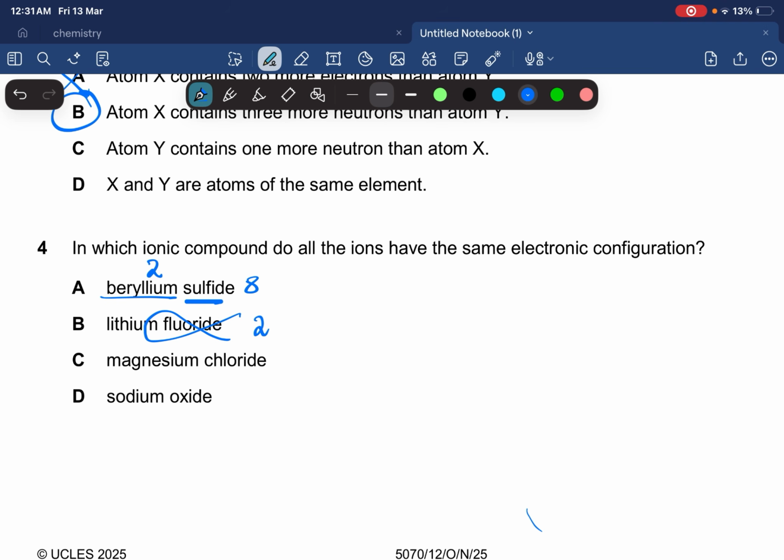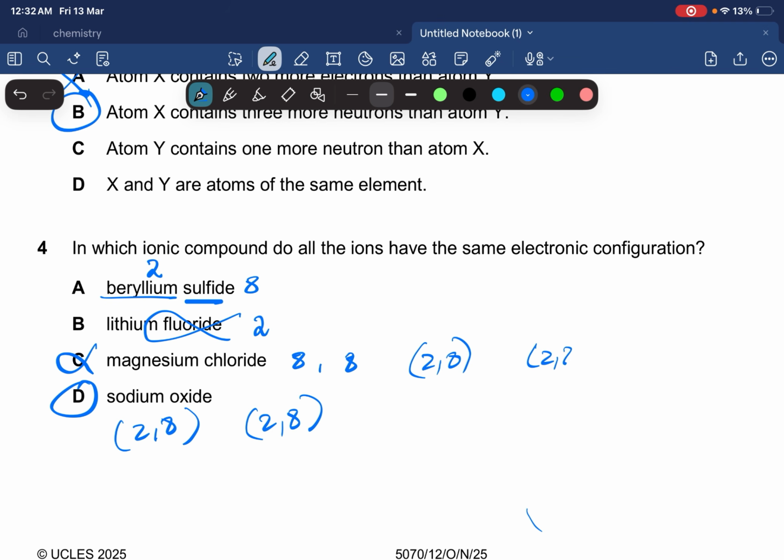In which compounds do all have the same configuration? No. Though the last shell electronic configuration of magnesium and chlorine is going to be 8 and 8, the full electronic configuration is going to be different. Sodium oxide, yeah, that's correct. It's going to be 2,8 for sodium and it's going to be 2,8 for oxygen as well. But for magnesium chloride, it's going to be 2,8 for magnesium and 2,8,8 for chlorine.